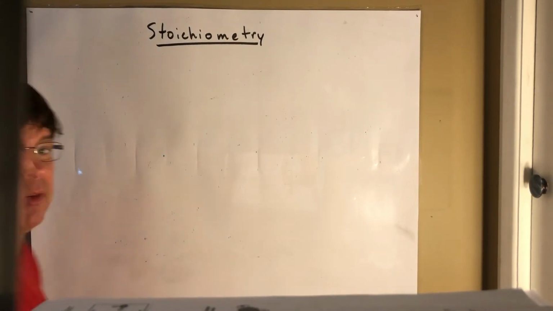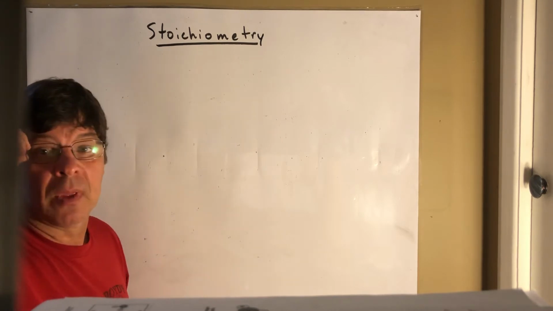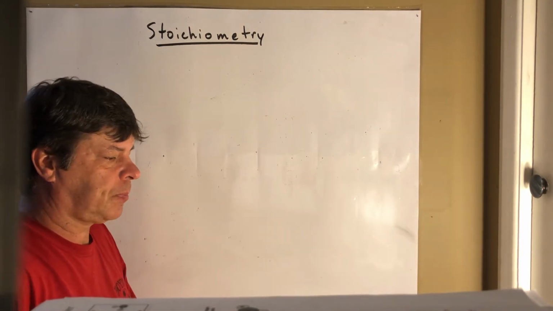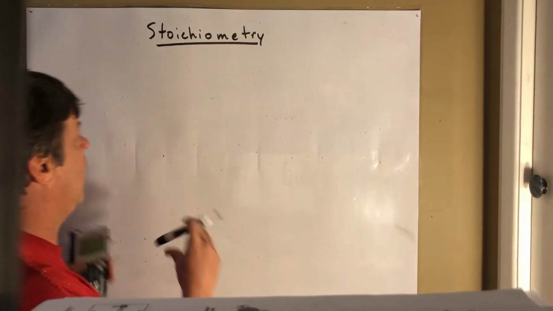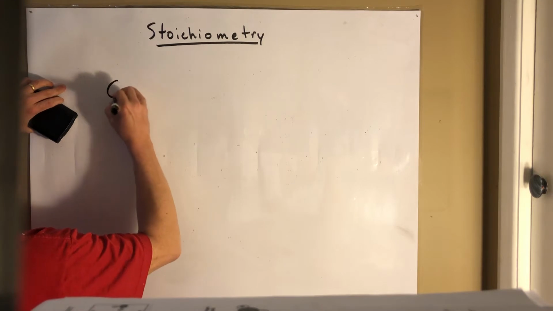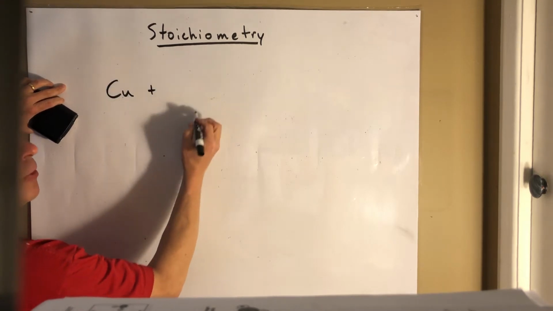All right, back to stoichiometry. Let's look at another type of reaction. Let's look at this reaction. It's a shame we're not at school to be able to do this. Copper plus silver nitrate.